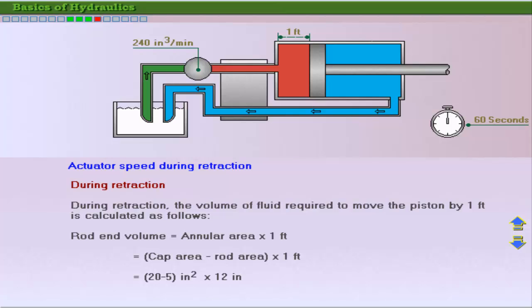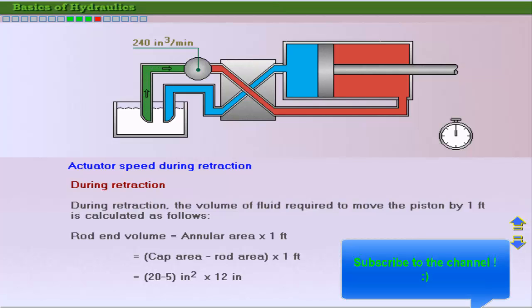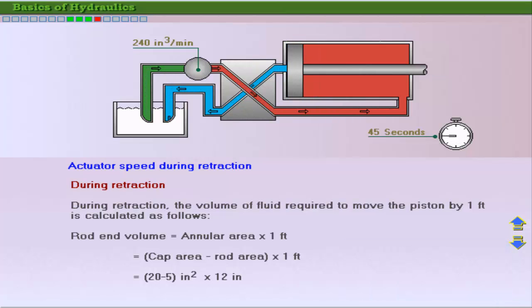When the piston retracts, it covers a distance of 1 foot in 45 seconds as the effective volume at the rod end is reduced. Thus, the piston speed increases during retraction due to the reduced volume at the rod end.